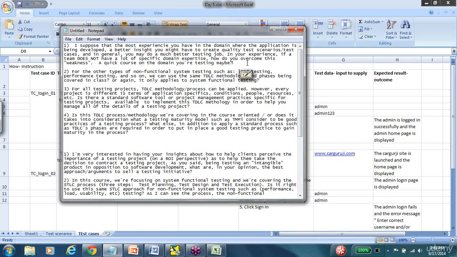But if you have your eye on a particular domain, and if you aspire to be a business analyst, then I would recommend taking a course on the domain knowledge. But otherwise, if you are aiming to be a QA and be able to test your application successfully, in that case, I would say be open.